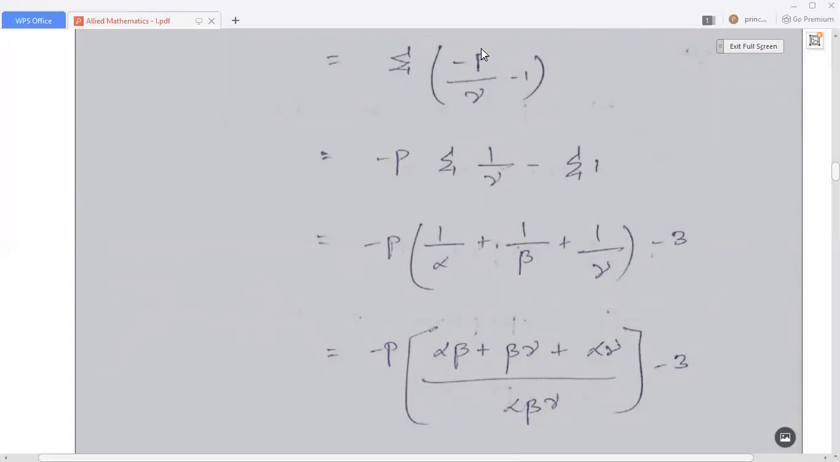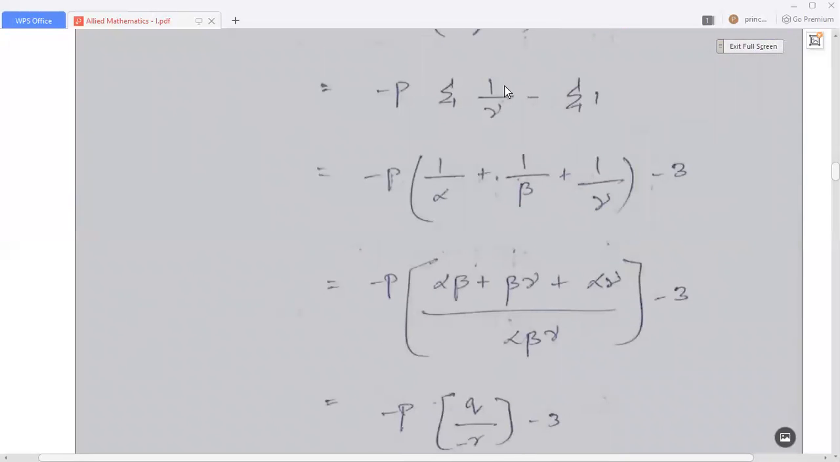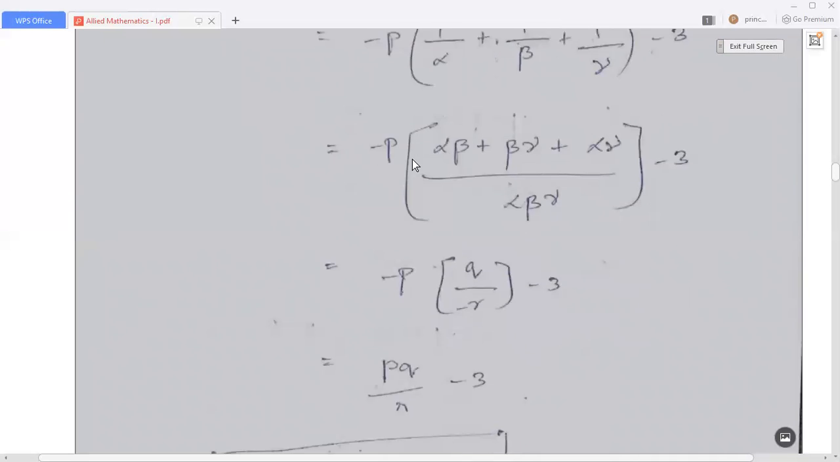When we apply the sigma for this expression, here we can take out minus p, sigma into 1 by gamma, minus sigma into 1. Sigma 1 by gamma is nothing but 1 by alpha plus 1 by beta plus 1 by gamma. It is minus sigma 1. So 1 is to be added 3 times, that is 1 plus 1 plus 1, that is 3. So minus 3.